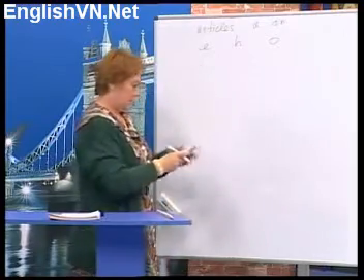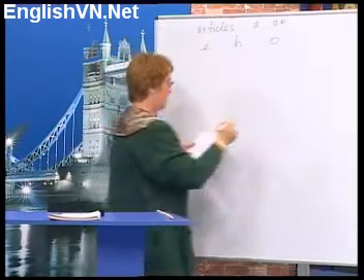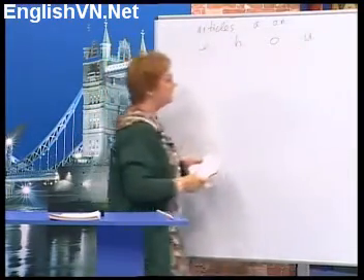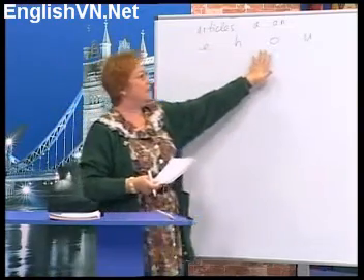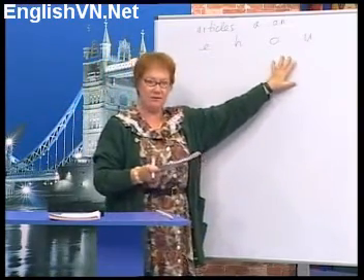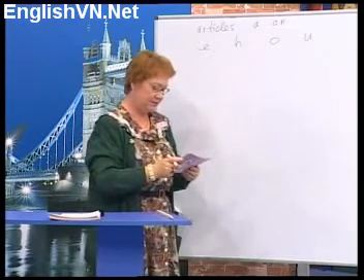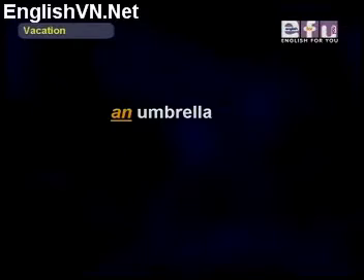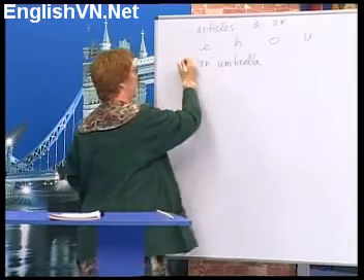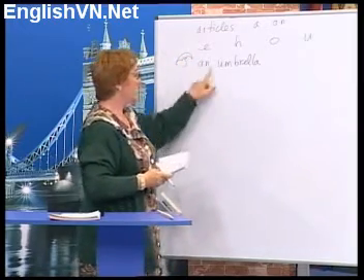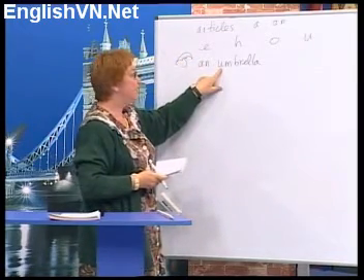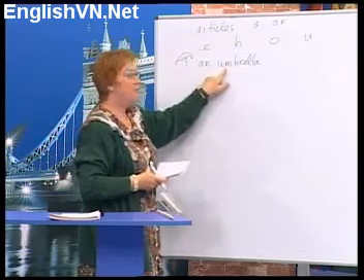Okay? And U. Okay? Now, when you see words with these, sometimes they have a different sound. Now let me show you some examples. Here's one. An umbrella. An umbrella. We haven't seen umbrella before. An umbrella. Okay? Starts with U. It's a vowel. An umbrella.